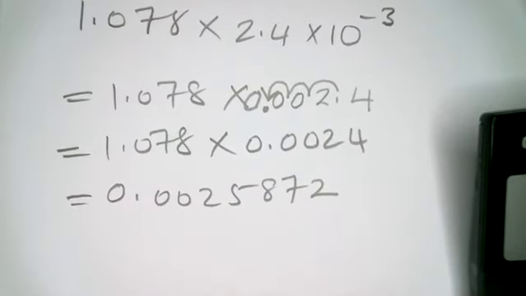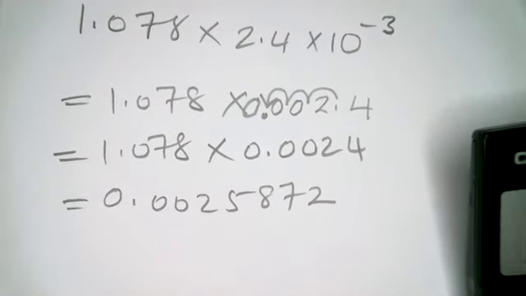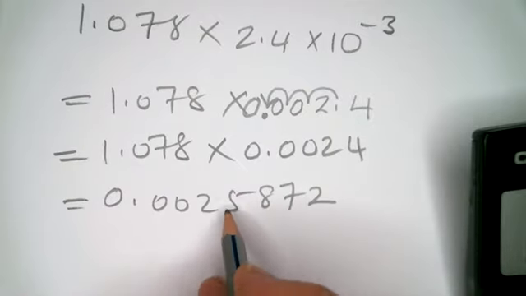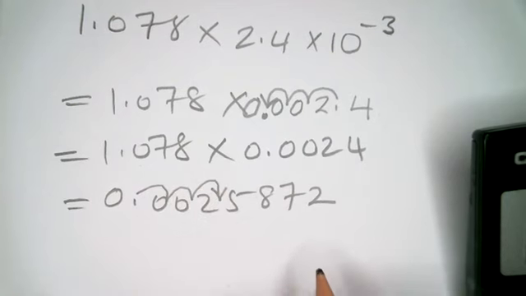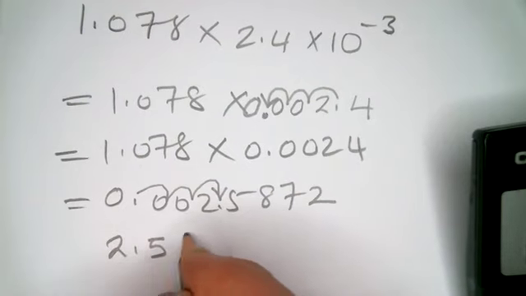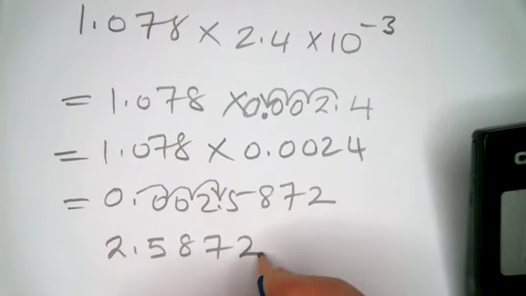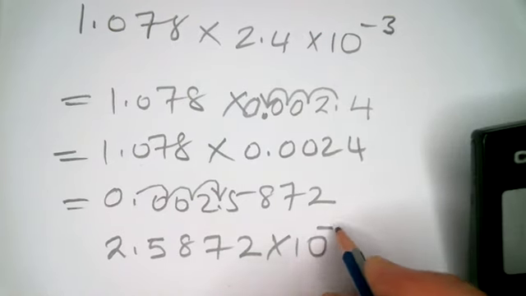Now, of course, we need 3 significant figures. So the first thing is to turn it into standard form. So I want something point something, and I can see it's going to be in between the 2 and the 5. So we're going to move it 1, 2, 3 places to get to the decimal point in there. So it's going to be 2.5872 times 10 to the, well, this is a small number, it's not a big number. So we moved it 3, so it must be a minus 3.